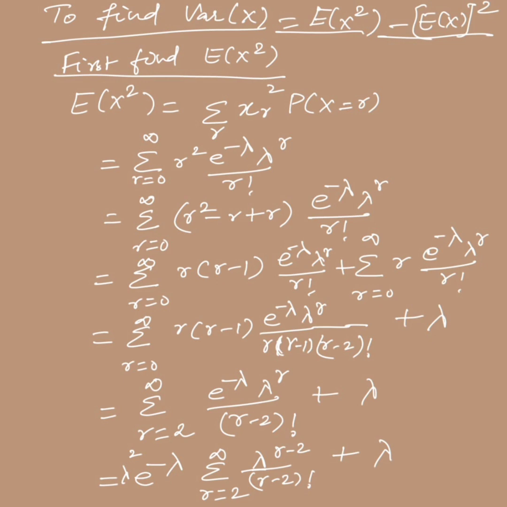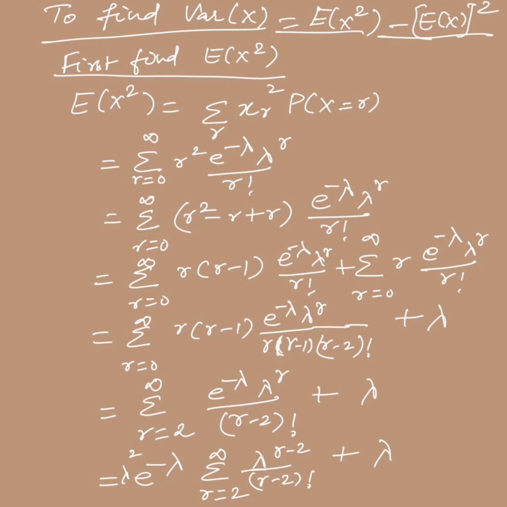One is with the r term and another one is with r square minus r, which is factorized as r into r minus 1. So e power minus lambda, lambda power r by r factorial is taken as a common entry, and r square minus r plus r is split as two entries. The first summation we are going to derive, and the second summation part is simply E of x, which we just obtained as lambda, so directly we can write it as lambda. In the first sigma, we get r and r minus 1 in the numerator, and r factorial contains r and r minus 1. Cancel both of them.